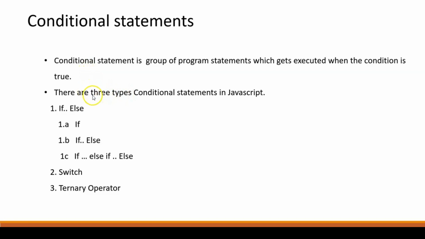And here basically we have three types of conditional statements in JavaScript: if else, switch, and ternary. Ternary basically we call an operator, but here we mostly use it for the purpose of conditional checking. Based on the condition checking, we assign a value to the variable. So that's why we mostly learn this under the conditional statements concept.